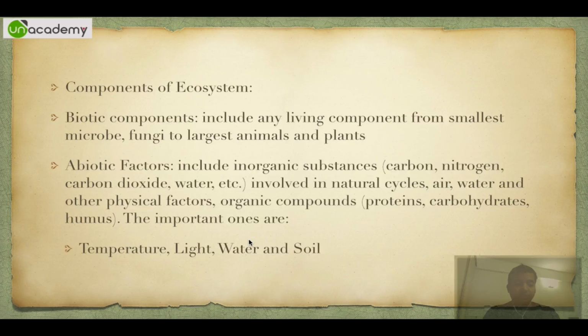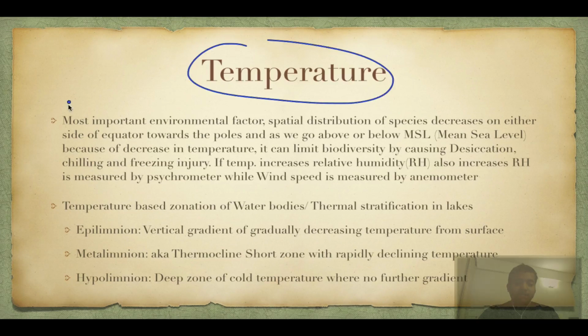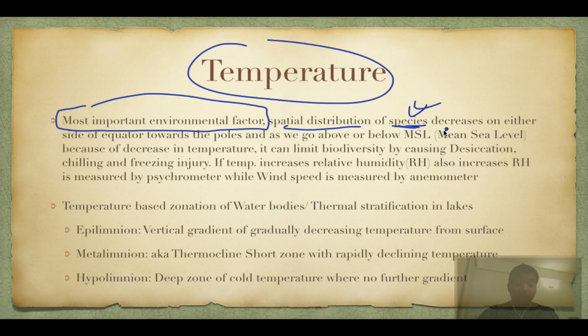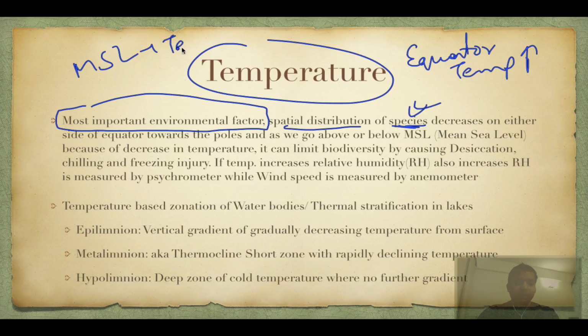So I'll start with temperature. Temperature is the most important environmental factor because the spatial distribution of species is entirely dependent on temperature. Have you ever considered why species are maximum on the equator? Because the general average temperature is highest. Have you ever considered why it is maximum at mean sea level? Because again the temperature is highest.